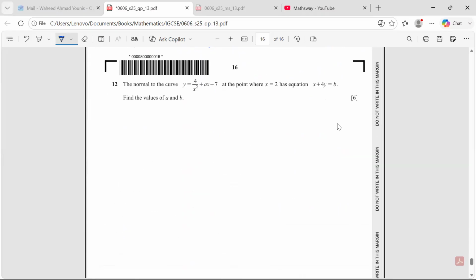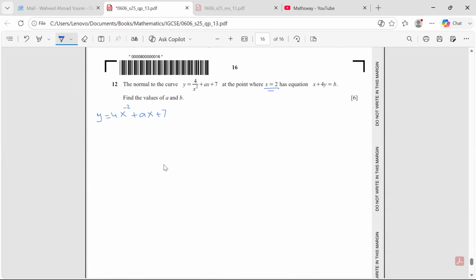Okay, now let's move on to number 12 here. This is, I believe, more simple. Okay, we are given y equals 4 over x squared plus ax plus 7. Okay, so we have to find the equation of the normal to this curve at x equal to 2.